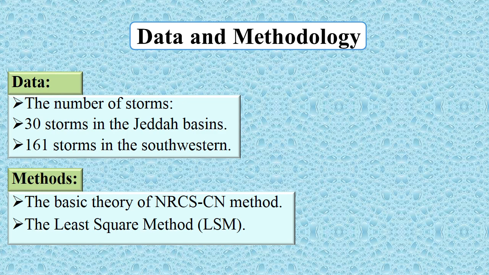Data and methodology. Our data: we have about 30 storms in Jeddah basins, while in the southwestern part we have about 161 storms. These are rainfall runoff data, and you can hardly find runoff data available in arid basins. The methods we are going to use in this study are the NRCS CN method, and we also use the least square method to estimate the parameters.